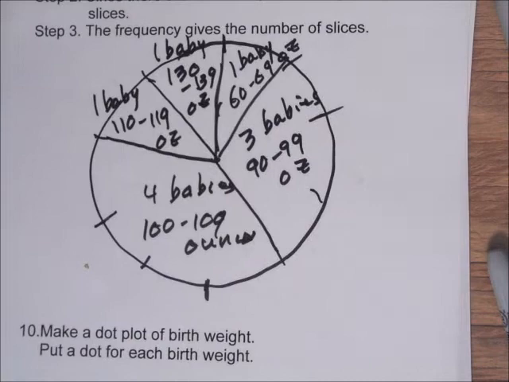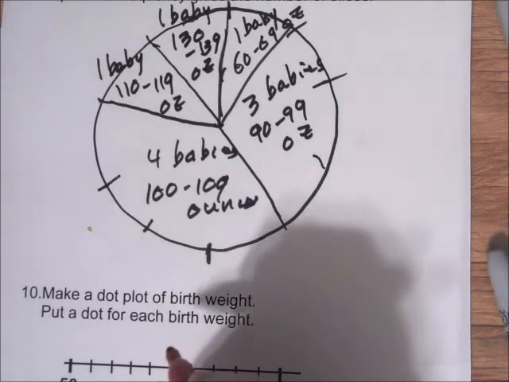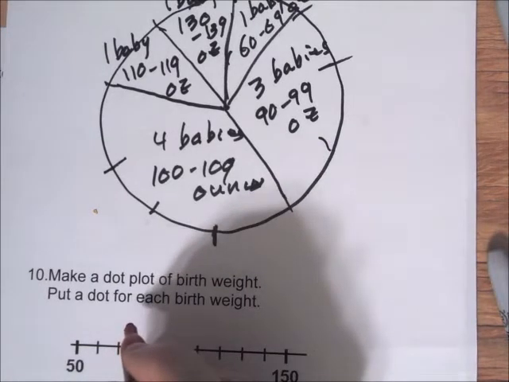A dot plot, you put a dot for each birth weight. Advantage of the dot plot, you don't lose information like you do with some of the other graphs. Our graph is a little bit small for a dot plot. I think with a dot plot, the shape shows up better if you have a larger data set, like 50 babies.